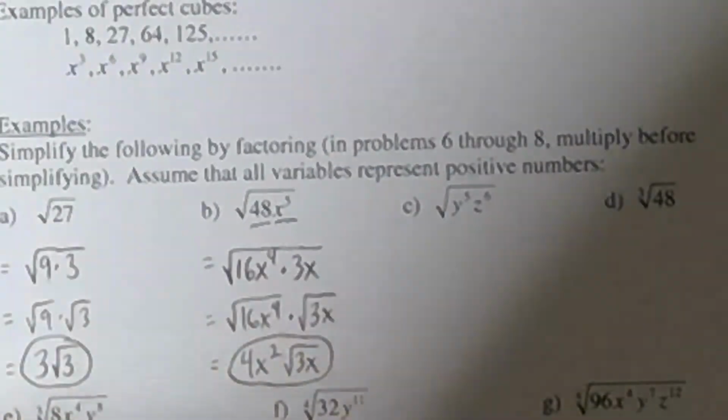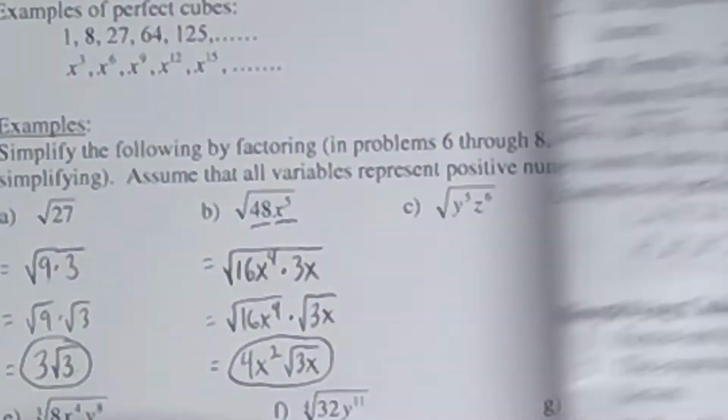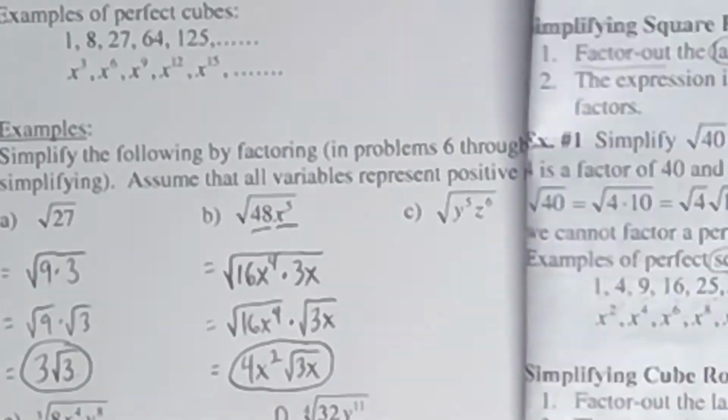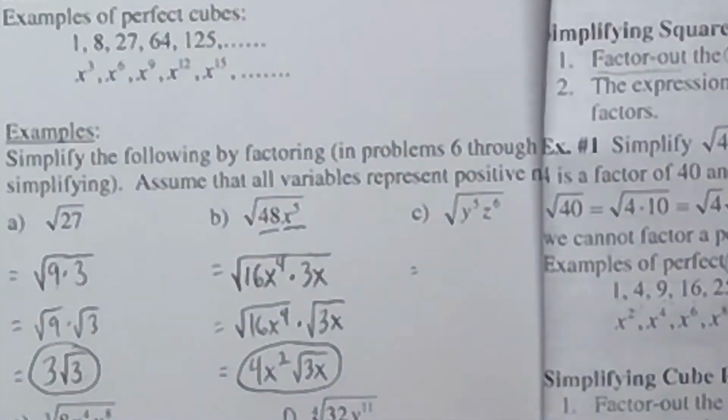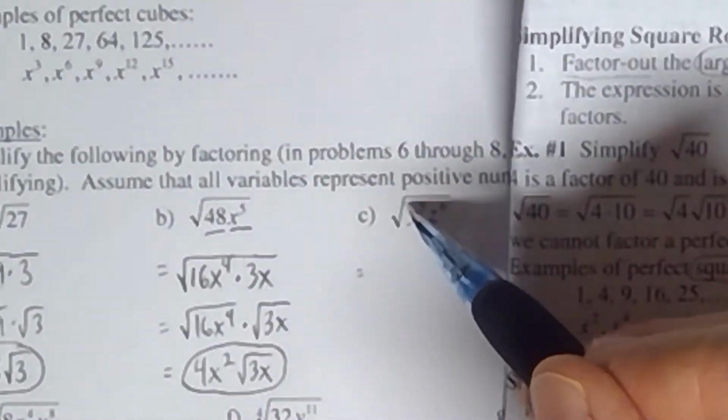All right, let's keep going here. When you don't have a coefficient, when it's just variables, then you can skip the coefficient step. Actually, there is a coefficient there. There's an invisible 1 there.